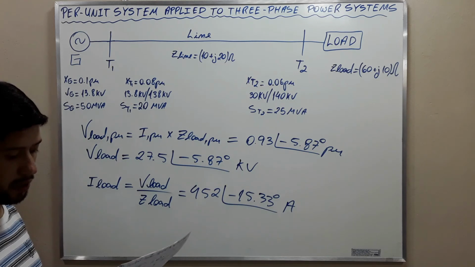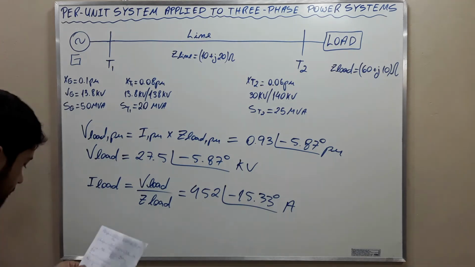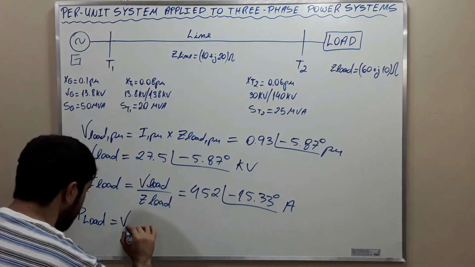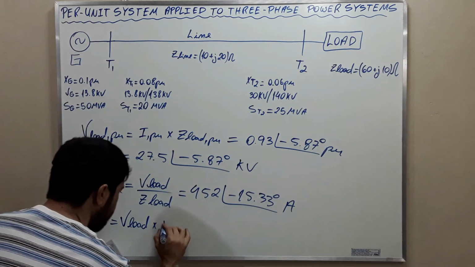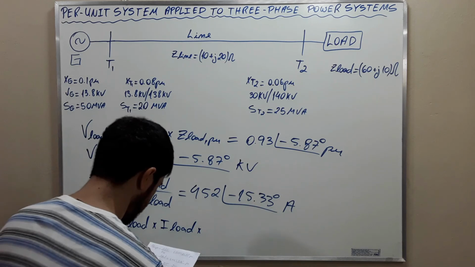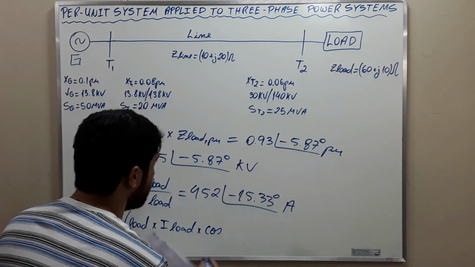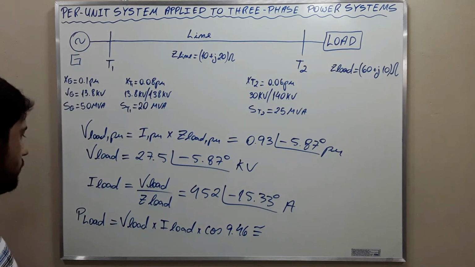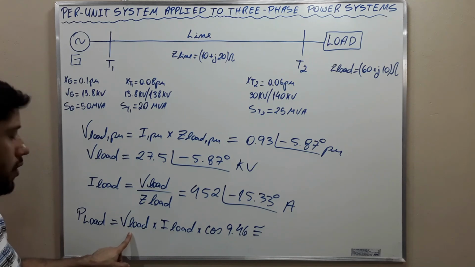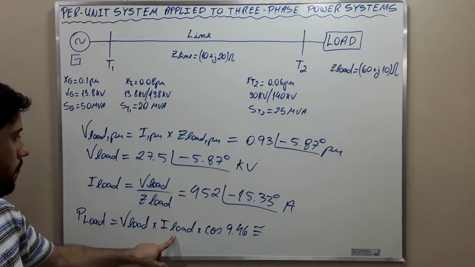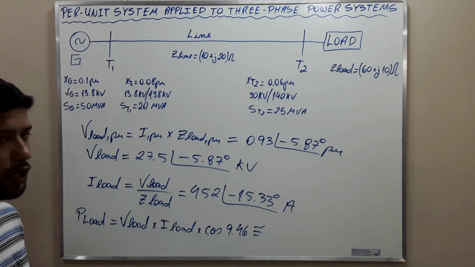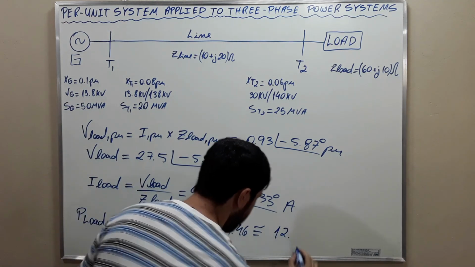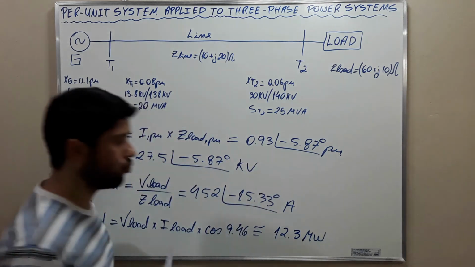And to finish, the real power delivered to the load is going to be, we're going to use for V load this value, for I load this value, and the cosine of the angle between them, and we find 12.3 megawatts.